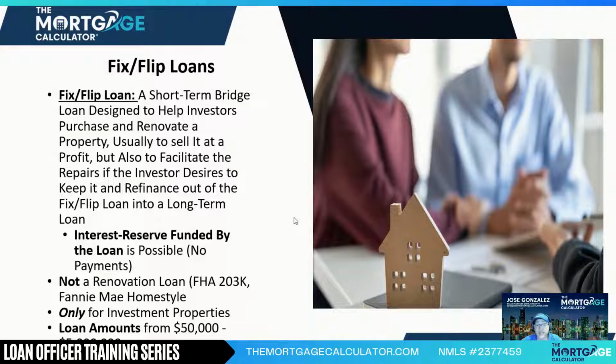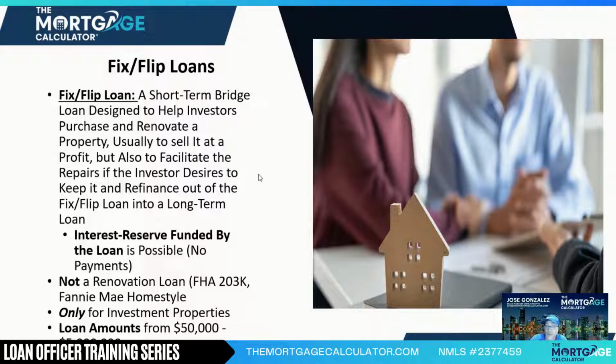The B is the buy, then the renovate, which we're doing with the fix and flip loan. This is the renovate portion. Now, interest reserve funded by the actual rehabilitation loan is possible. What does that mean? Usually it's going to be for up to 6 months.